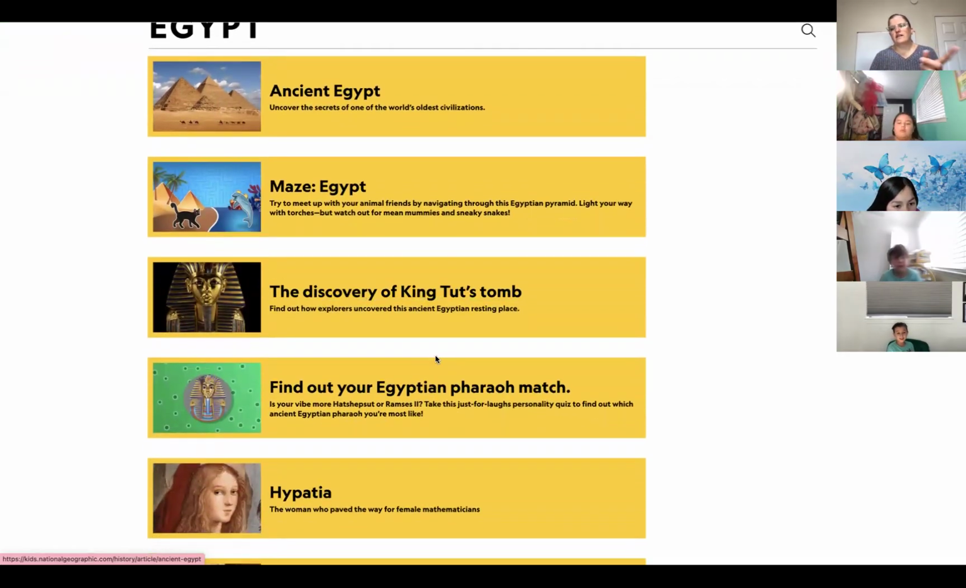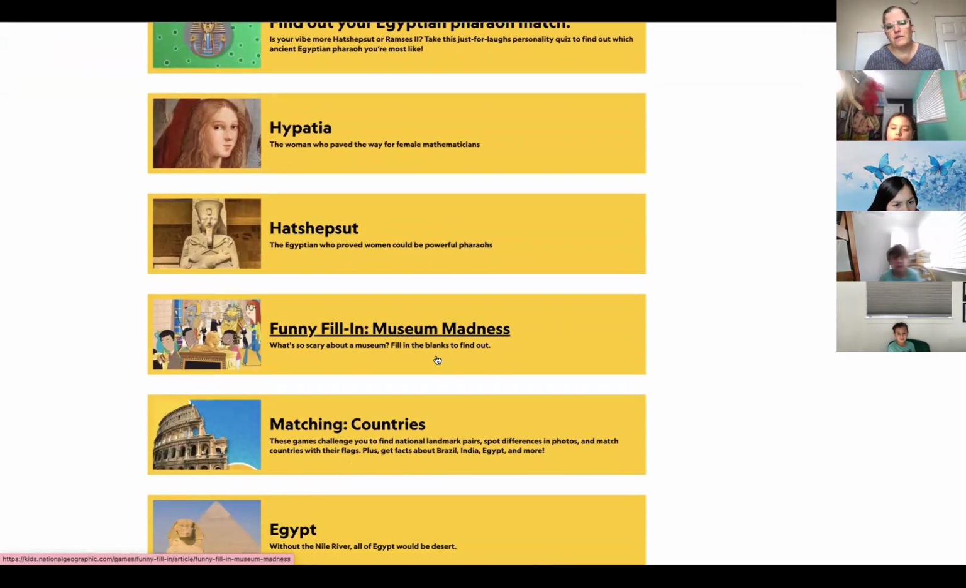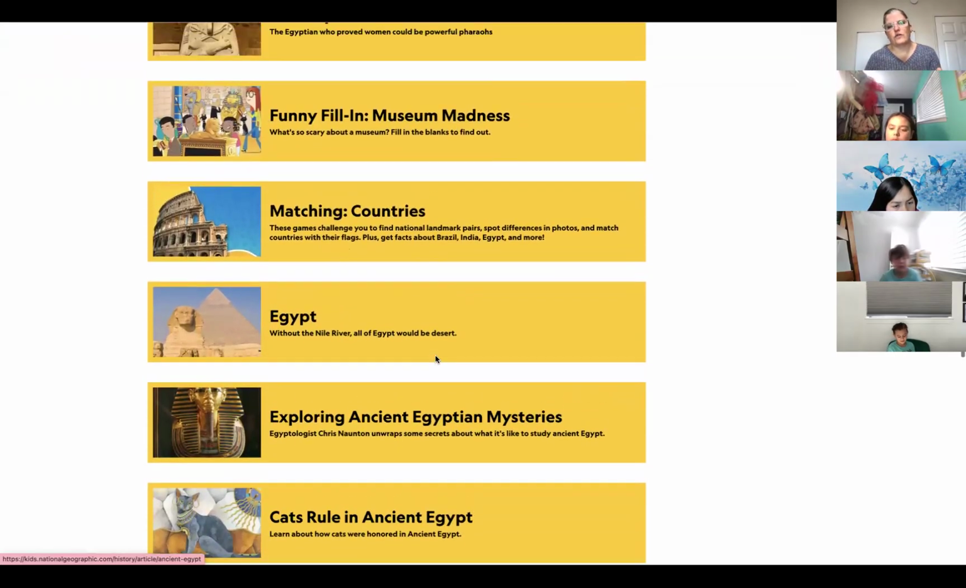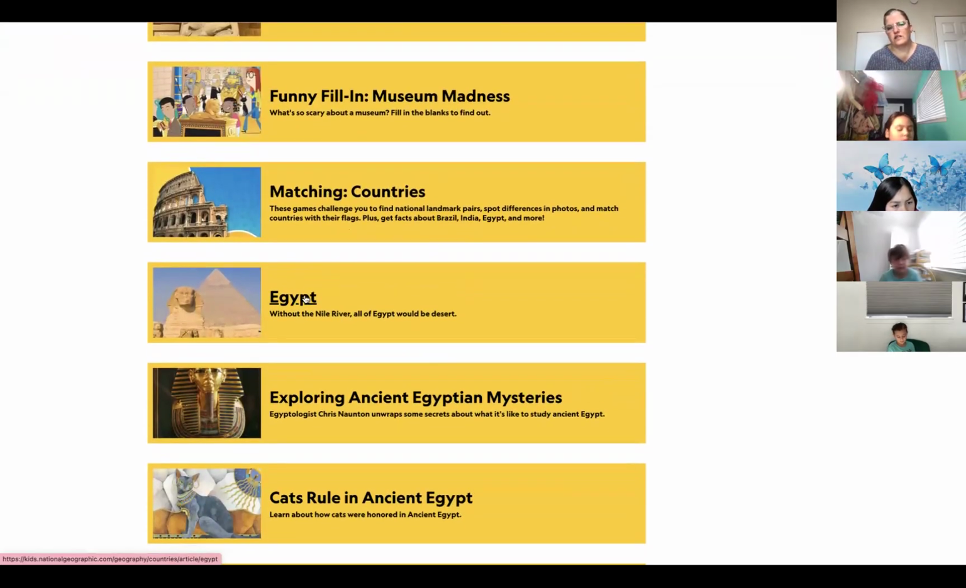Okay, discovery of King Tut. Don't click on that one yet. I'm going to let you use that, but not yet. Scroll down until you see just the word Egypt, and you see a pyramid right here. Can you see that? And then that person who lost the nose. Click that.